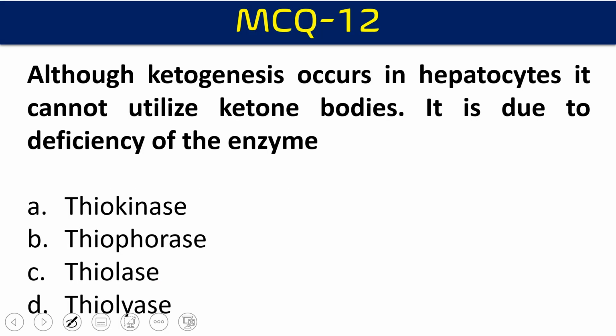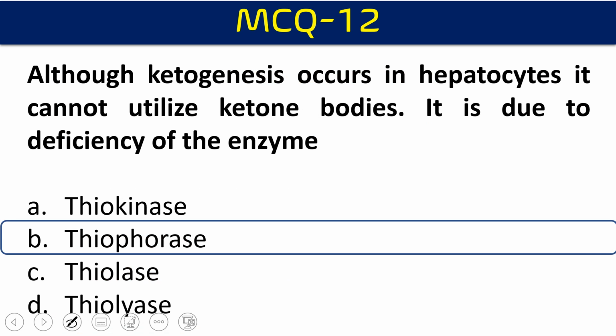Then next question we are having: although ketogenesis occurs in hepatocytes, and ketone body synthesis occurs in liver cells, the liver cannot utilize ketone body. Liver cannot metabolize ketone body. Why? It is due to the deficiency of which enzyme? Thiokinase, thiophorase, thiolase or thiolase? If you remember the metabolic process of ketone body, you can give the answer. The correct answer here is thiophorase.